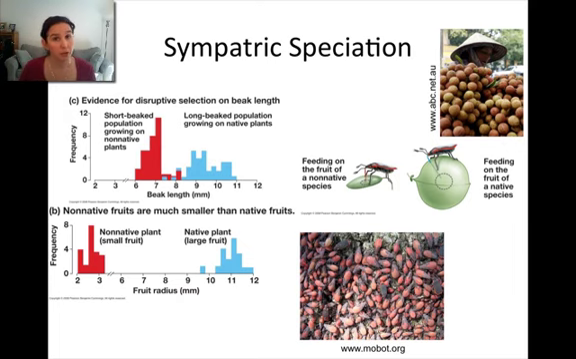So what you see is that these populations have become genetically separated from one another. They're reproductively isolated, such that the short-beaked soapberry beetles only feed on the invasive, non-native species of soapberry tree. And then there are the native soapberry trees on which the beetles feed, and they have to have a longer proboscis. They've literally stopped breeding with one another. They've become reproductively isolated from one another because of the introduction of this invasive species.